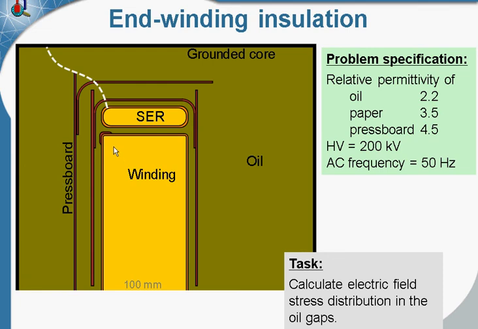All these materials feature different electric permittivity. My task here is to calculate electric field stress distribution in the oil gaps. To calculate electric stresses, it is enough to run electrostatic analysis, but I will run AC conduction analysis. This way you can specify alternating voltage and calculate displacement currents. Okay, let's start QuickField now.